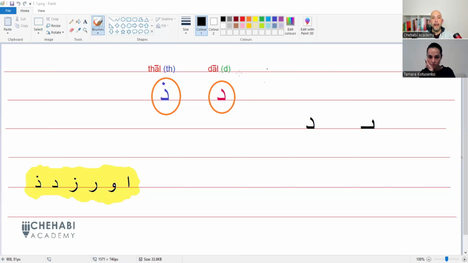Today we're going to get to know two letters, so two twins. These are dal or D and thal, TH. The only difference is the dot on top of the figure. This time this TH is not like TH in three, it is TH with the sound like they, them, those.